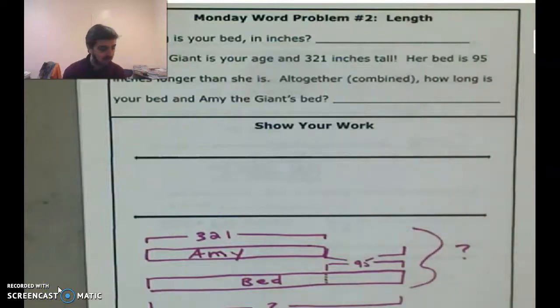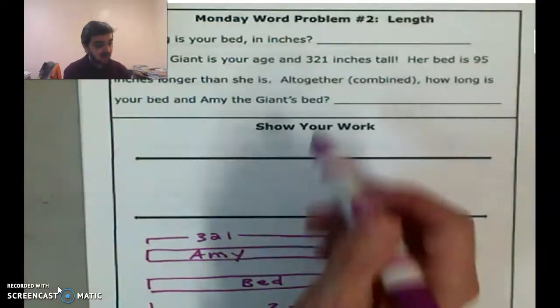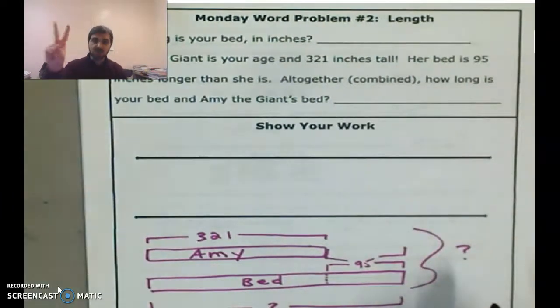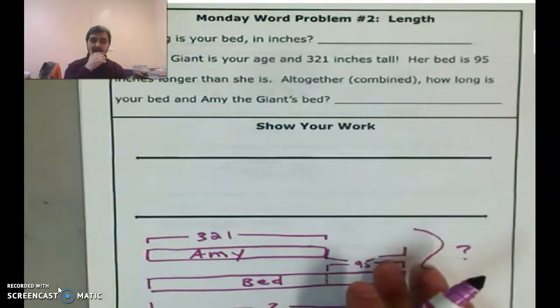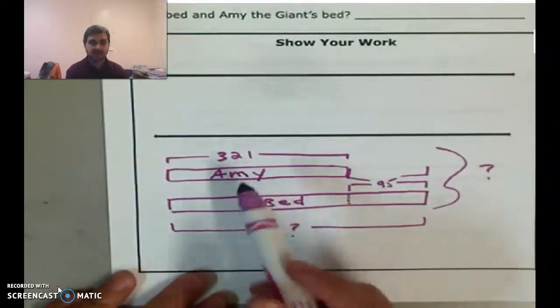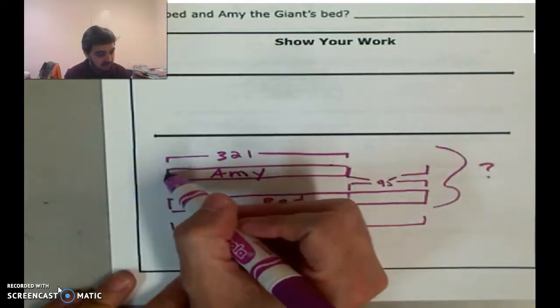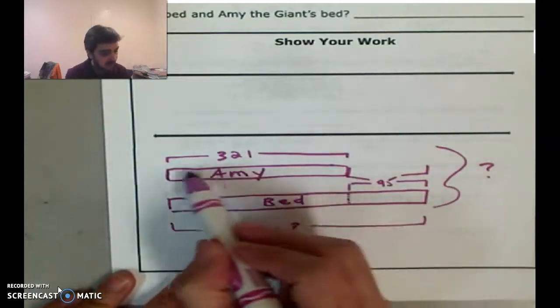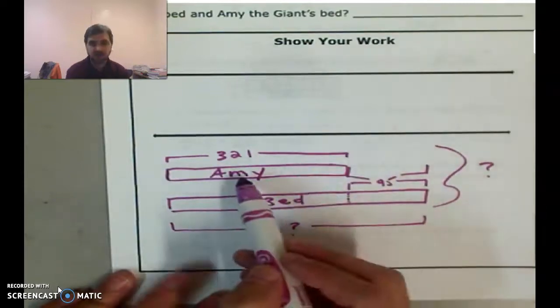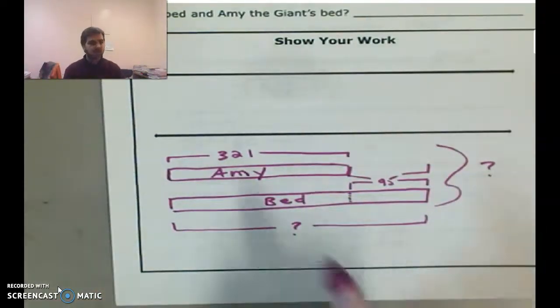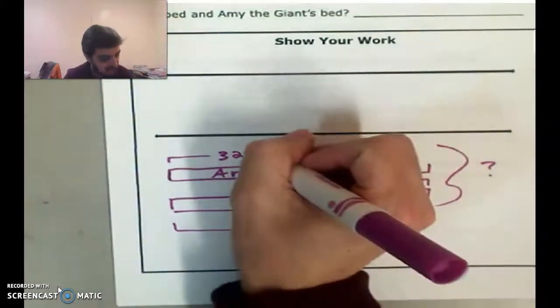So the word problem was about Amy the Giant and, did you measure your bed in inches? How did that go? I'm guessing it was maybe 70 or 80 something inches. So that's cool. And then this word problem was about Amy the Giant. Now it's a two-step word problem, right? Because what it tells you, so I drew a diagram here, it tells you that Amy, and this rectangle represents how long Amy is, or how tall she is if she was lying down on her bed, is 321 inches.